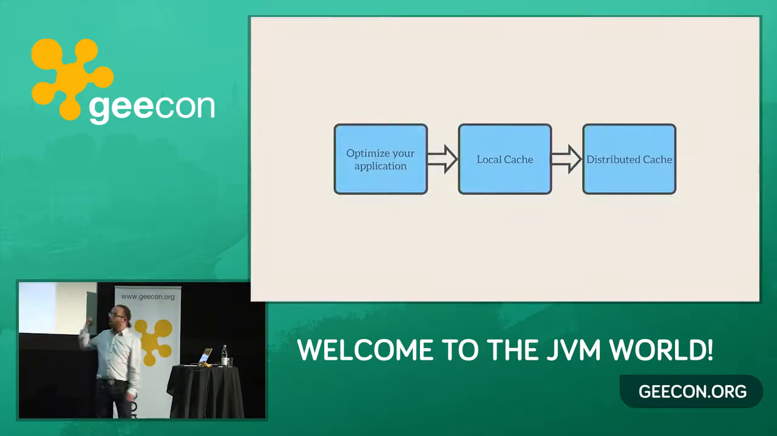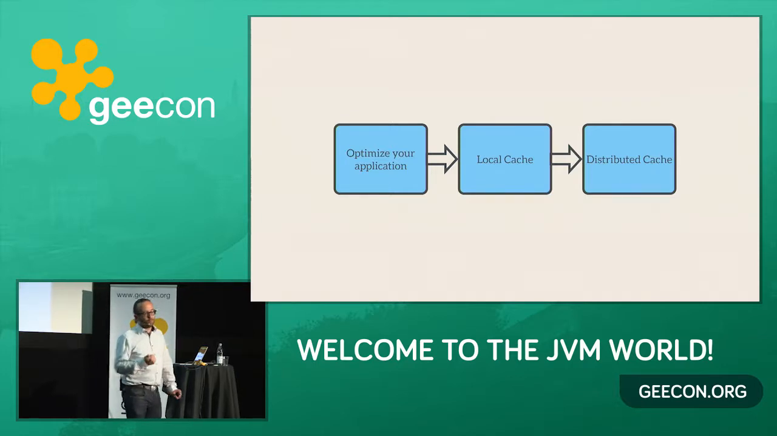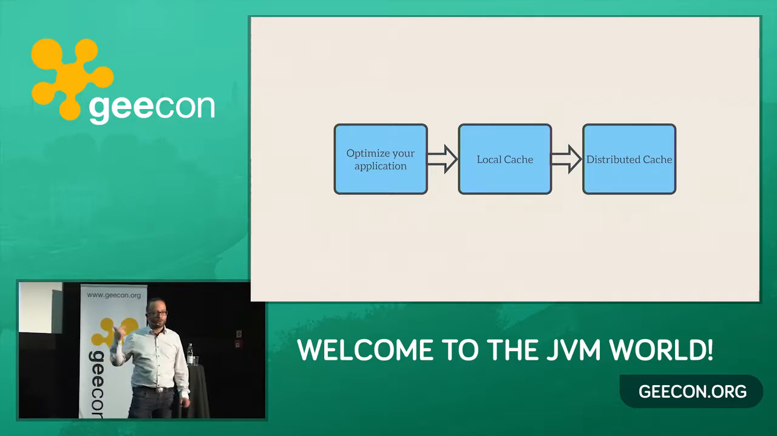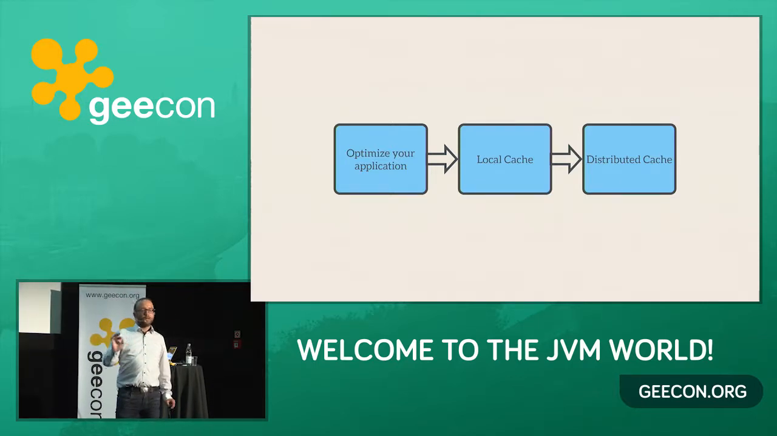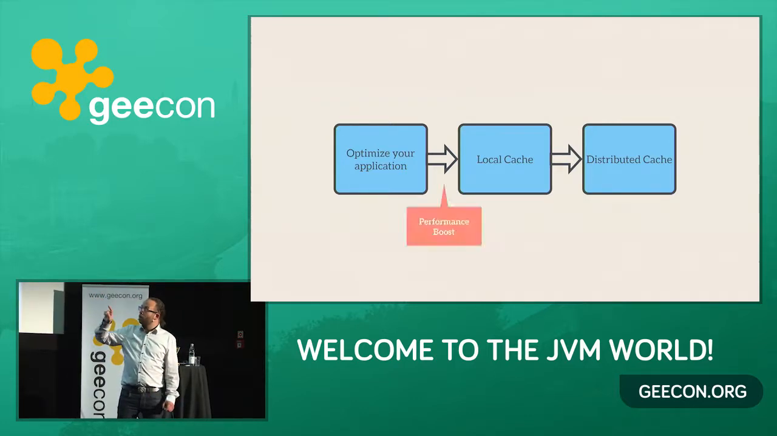First step is optimize your application. Caching is no bug fix for, I choose a drastic word, developer incompetence. It's not a solution for fixing your N+1 selects problems or your Cartesian product problems and whatever. And then I would go for a local cache, which gives us a huge performance boost.